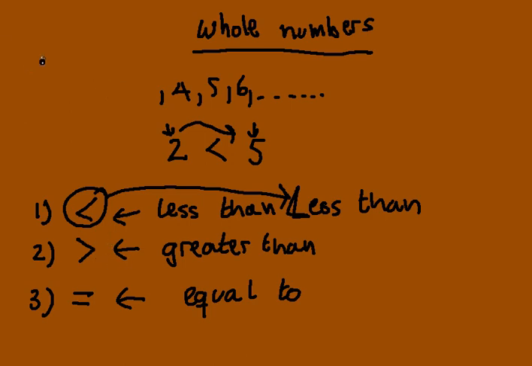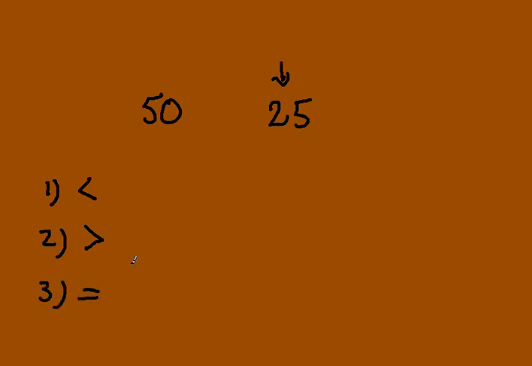So let's take another example. Practice makes perfect. Let's say that we're trying to compare 50 and 25. I hope by now you know how to count and you know that when you're counting, 25 comes before 50. So whichever number comes before is the smaller number. So look at 50. Is 50 greater than 25, less than 25, or equal to 25? Which one of these symbols would you use?